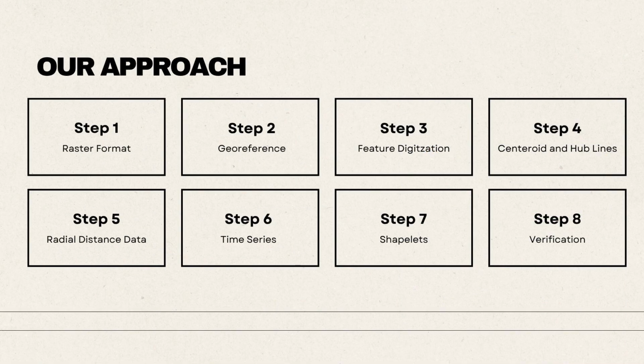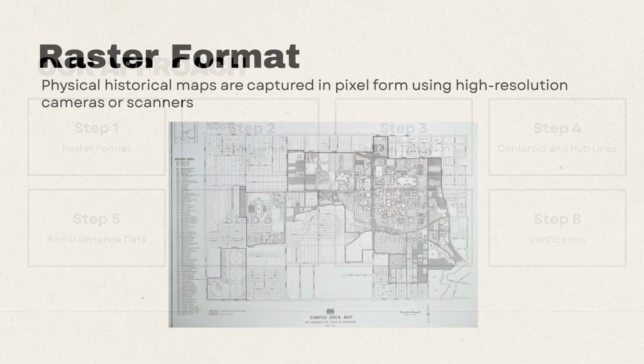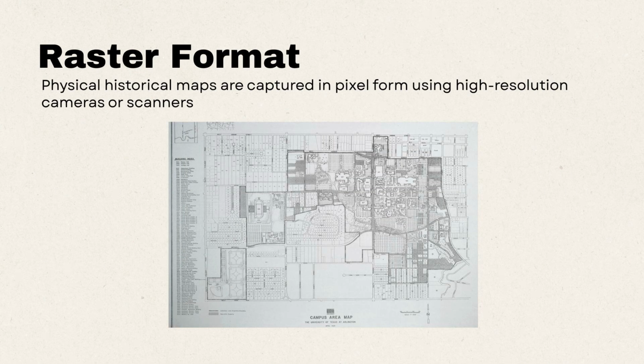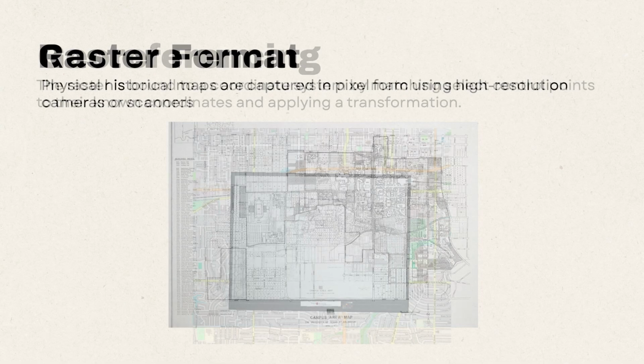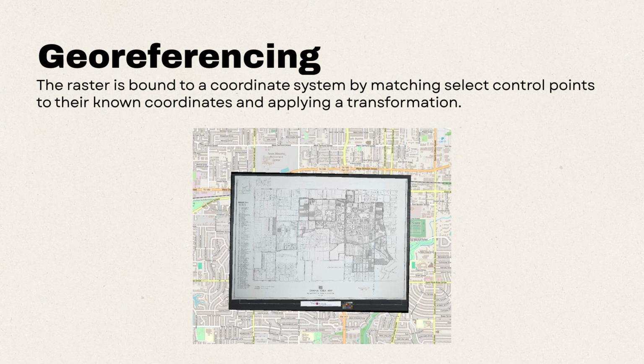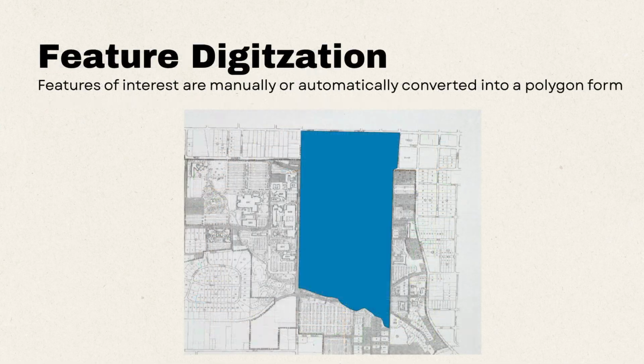Now let's walk through our methodology. Our pipeline has 8 steps. First, a physical historical map is captured in pixel form using a high resolution camera or scanner. That's our raster format. Next, we georeference it, binding the raster to a real world coordinate system by matching control points to their known coordinates. Then, features of interest are manually or automatically converted into polygon form through feature digitization.